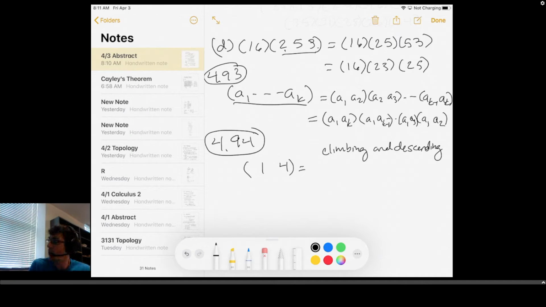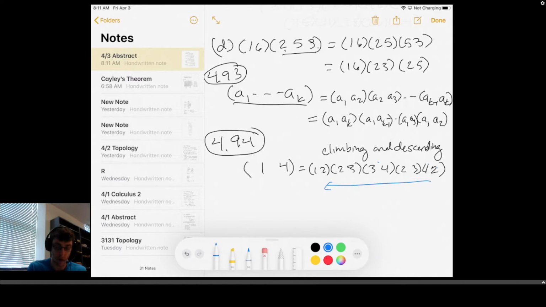Yeah, this is the notion of climbing and descending that I was talking about. So we see this (1 2)(2 3)(3 4)(2 3)(1 2). So what's going on here? Well, we're climbing, right? So again, it's going right to left. So we climb up to here. We're climbing 1 up to 4. But the problem is along the way, we sent 1 to 2, 2 to 3, 3 to 4.